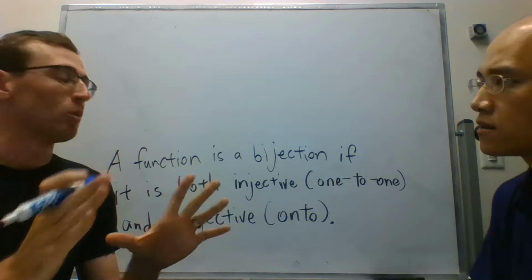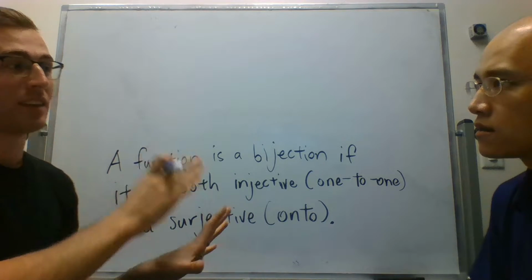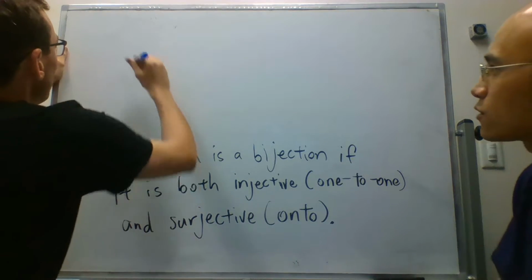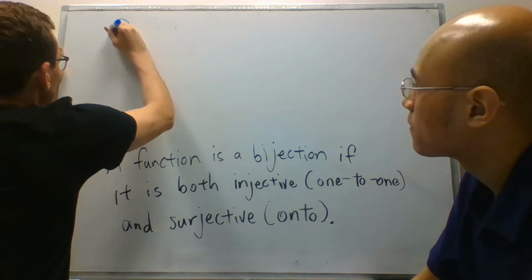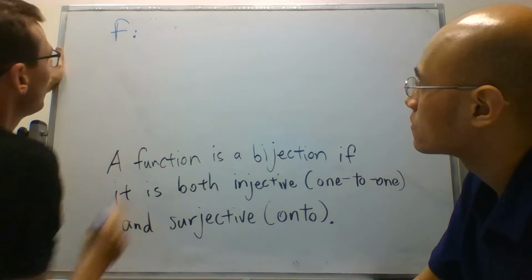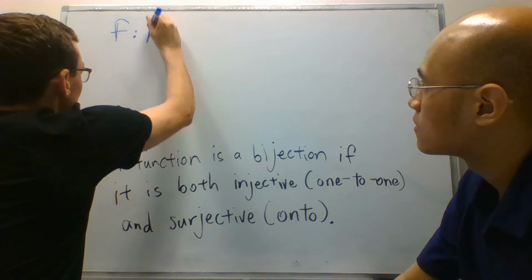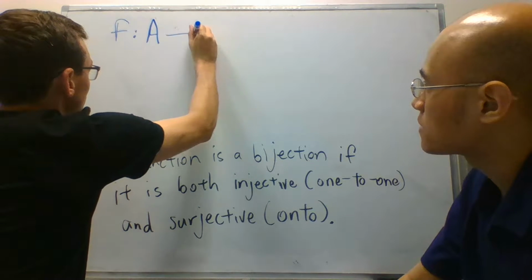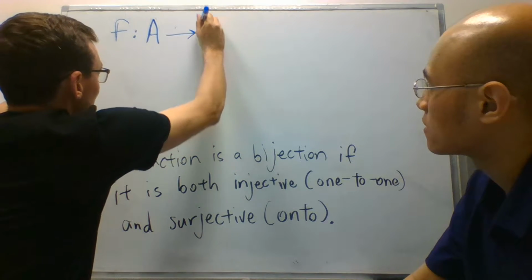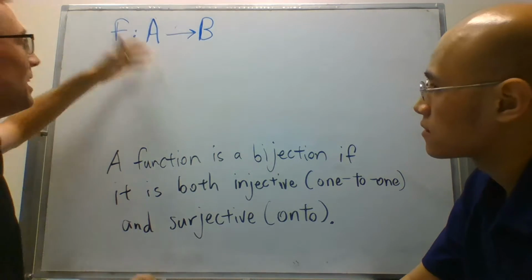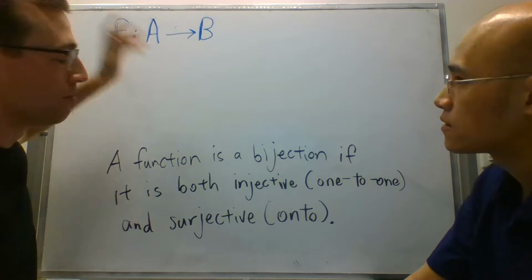So in order to formalize this in mathematical terms, why don't I write that out as an equation? Please do. Let's say we have a function, and let's say we're going from some set A to some set B. So A could be natural numbers or real numbers or something like that.